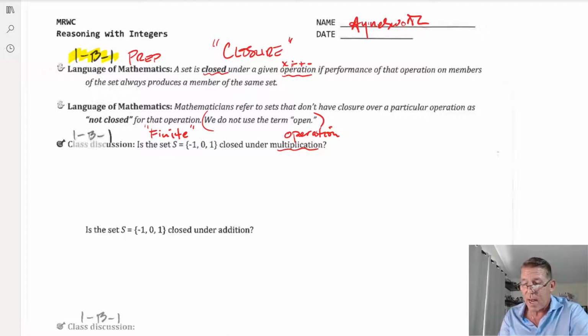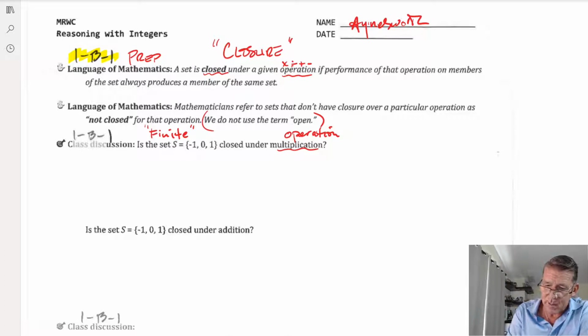If you take any two members in the set, operate on them under the given operation, in this case it's multiplication, and you perform that operation on the two members, if you get a number that's produced and it's in the same set, in this set S here, if it's -1, 0, 1, then we say it's closed. And the first thing that people do to determine this is to list all possibilities. Okay, this is your first basic method.